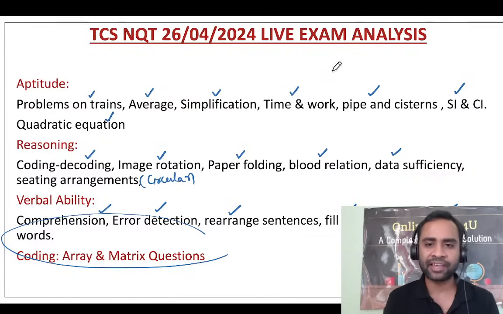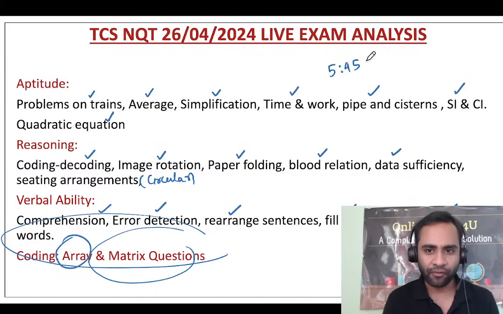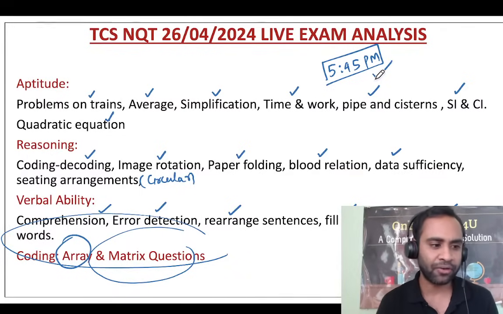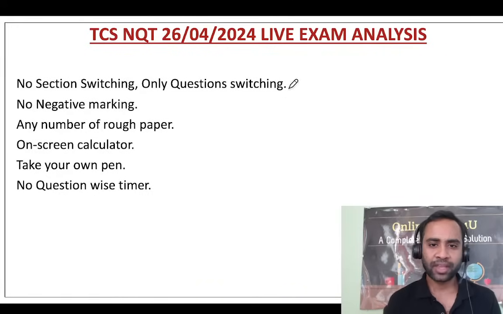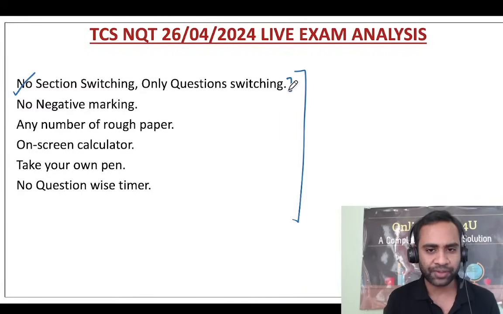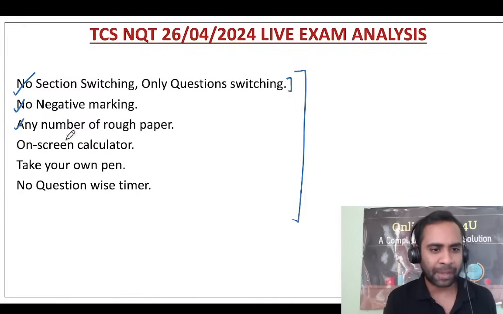Now Nitin sir will be taking the coding class. He will be solving the array and matrix questions from 5:45 p.m. Until 5:45 p.m. we will be discussing the aptitude and reasoning problems. A few more details: there was no section switching, you could only switch between questions. There was no negative marking. You can get any number of rough papers.